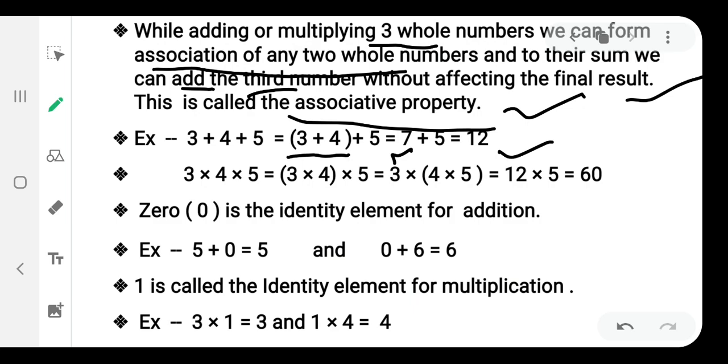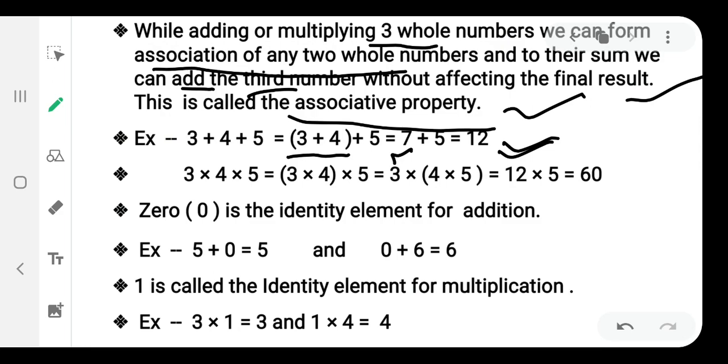Or you can see here, by simply adding all the three numbers together also we will get the same result. That means the final result is not affected here. You can make the association of any two numbers. If here it is 3 plus 4, it can also be 4 plus 5 in bracket and 3 outside the bracket. Then also you will get the same result.